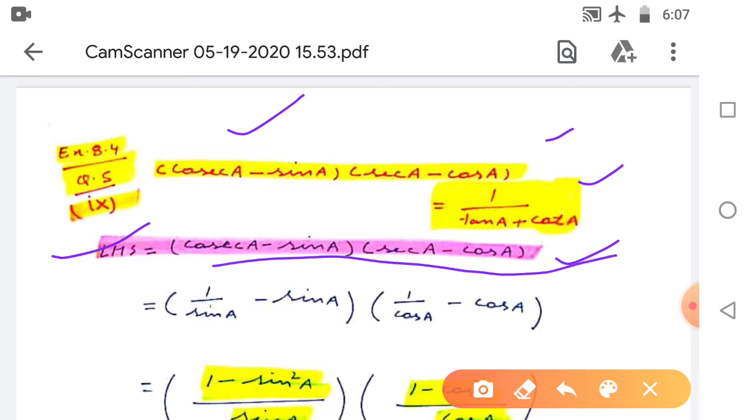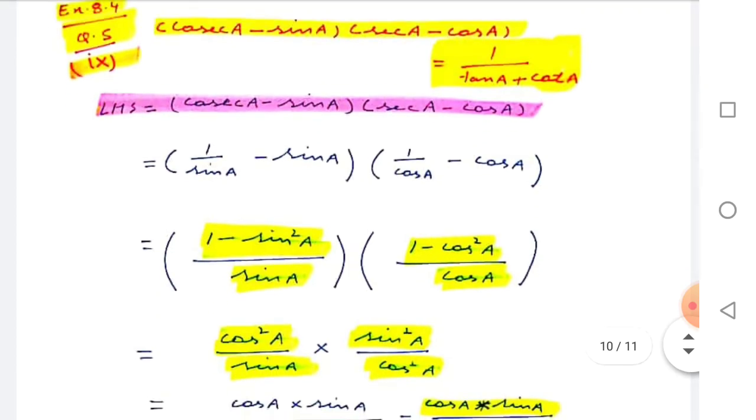Now look at this. There is no identity. What is the option with us now? Convert this cosec A into sin A terms, that is cosec A is equal to 1 upon sin A. Sin A, keep it as it is. Sec A, convert into 1 upon cos A. This cos A is as it is. Okay, now what is the next step? The next step is we have to take the LCM.